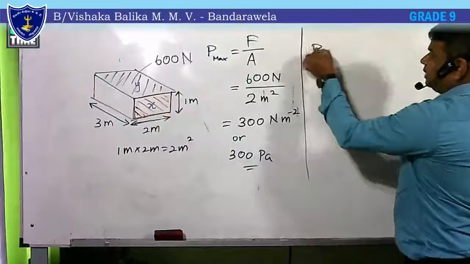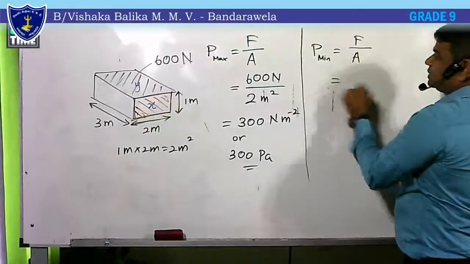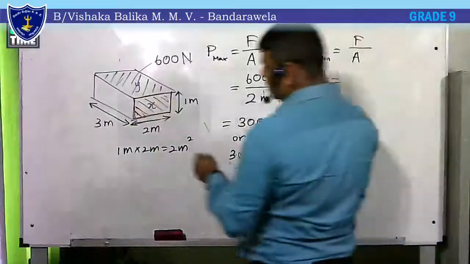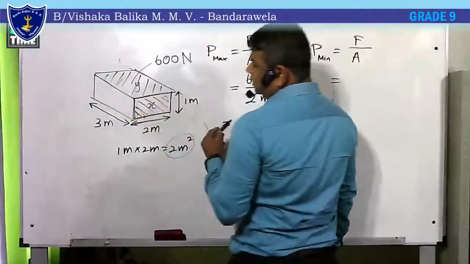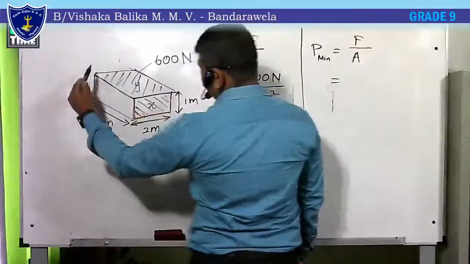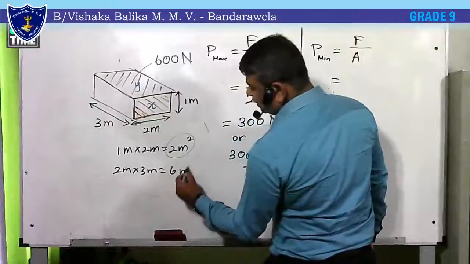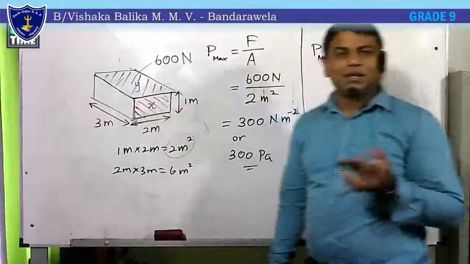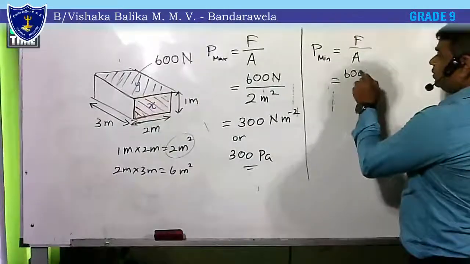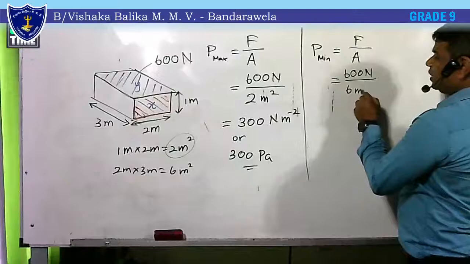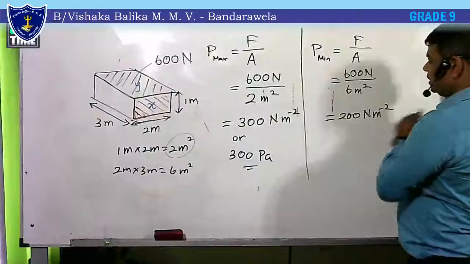Next one, minimum pressure. Force divided by area. This time the area is not the least area, it should be the highest area. Highest area is this area, 2 meters on this side, 3 meters on this side. 2 meters times 3 meters is 6 square meters. That is the highest area. Let's apply it: 600 newtons divided by 6 square meters.